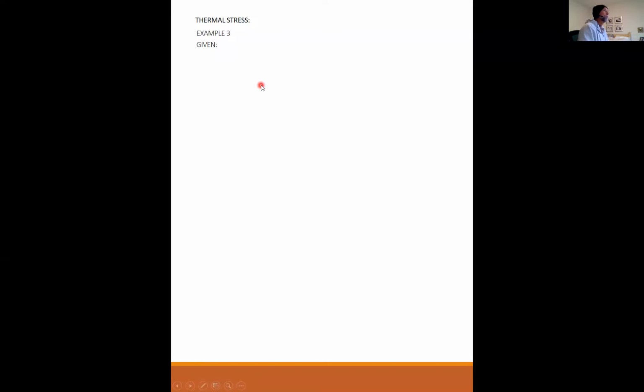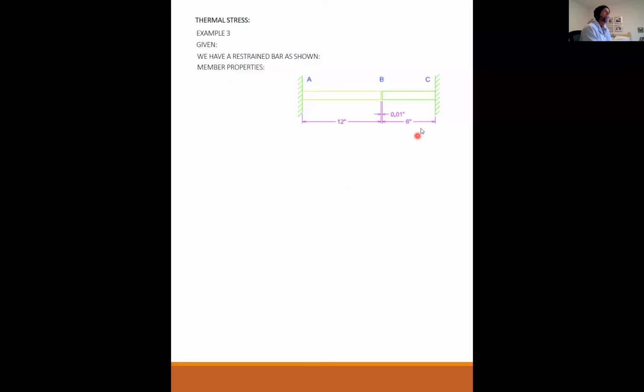Okay, so we're going to move on to the next level of complexity with example number 3. For example number 3, we have a restrained bar as shown. This time we have some material from A to B, a different material from B to C, but we have this gap in between them. This little gap right here allows the material to expand somewhat before it comes into contact and starts building up restraining forces. So how do we deal with this gap in solving this problem?